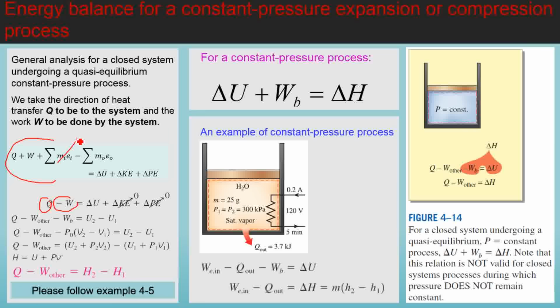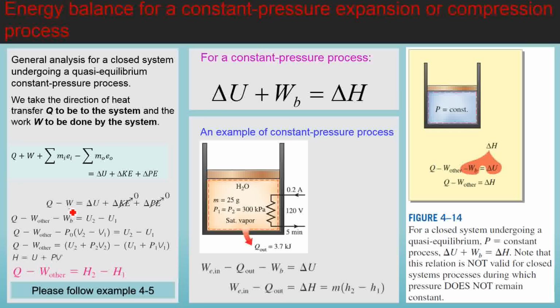We don't have any mass flows into or out of the system. M dot in and M dot out are going to be 0. We are assuming that the system is stationary, so the change of kinetic energy and potential energy is going to be 0. So we can simplify the equation: Q minus W is equal to delta U.